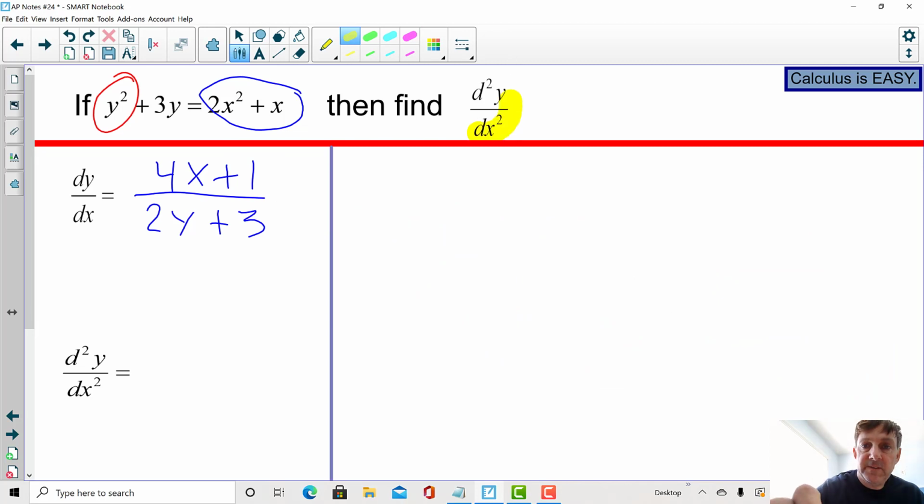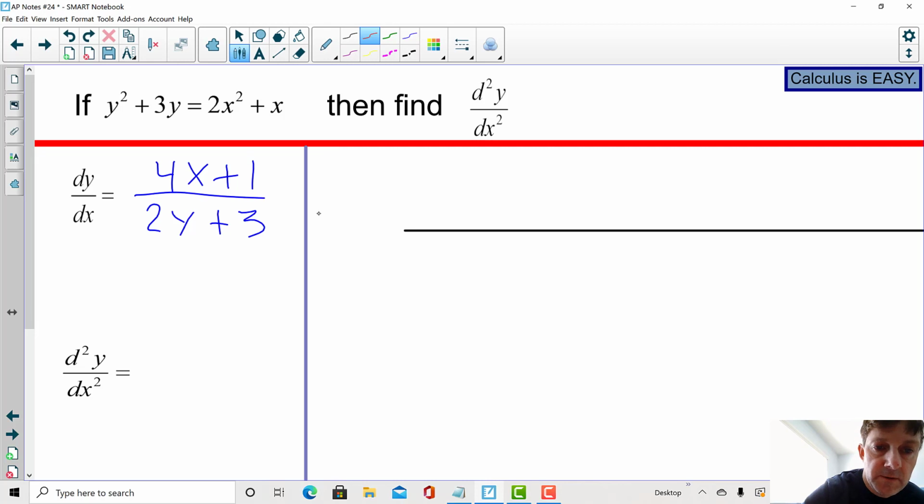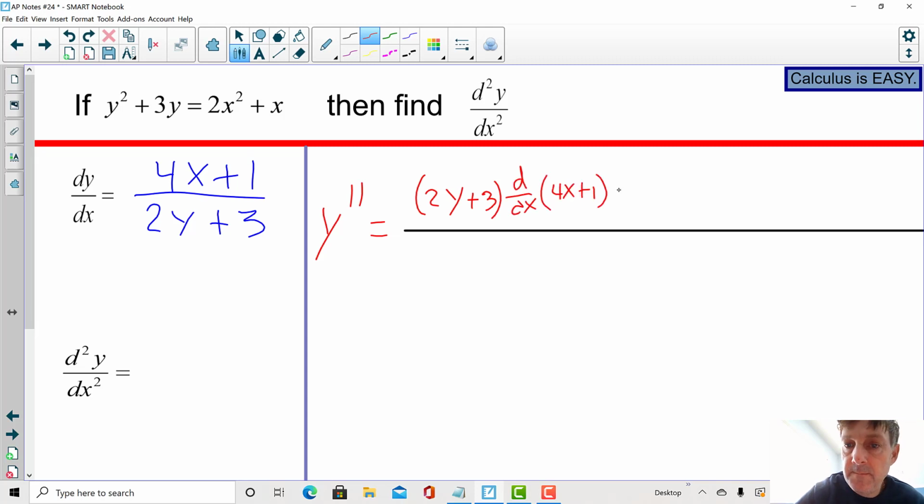Because remember, we're doing the second derivative. We found the first derivative. So we're going to have to do one more derivative, and you can see the derivative is going to end up being quotient rule. Okay, here we go. Second derivative is going to equal the bottom times the derivative of the top minus the top times the derivative of the bottom, all divided by the bottom squared.